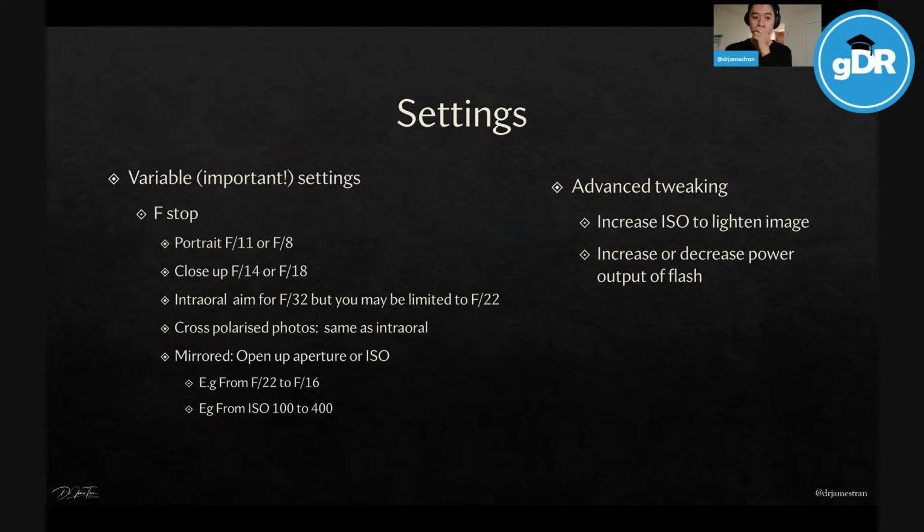So these are some settings that I like to have. When we're taking an external photo of a patient, I will switch my f-stop to f11 or f8. This is a full face photo, and I'll rotate my camera 90 degrees so that it's a portrait view. When I'm going close up of just the lower thirds of the face, I'm going to switch the f-stop to about f14 or f18.